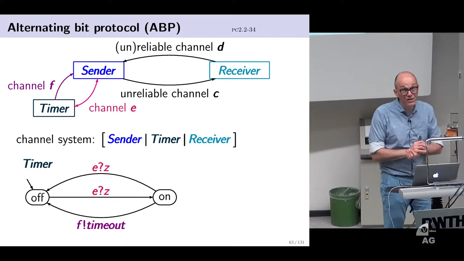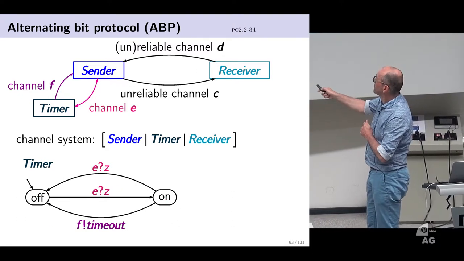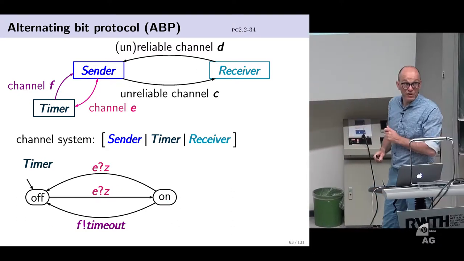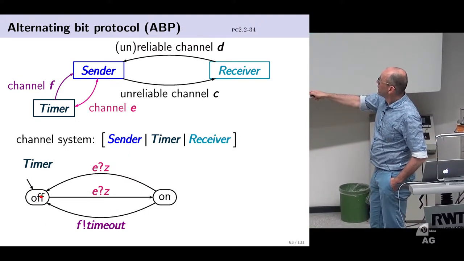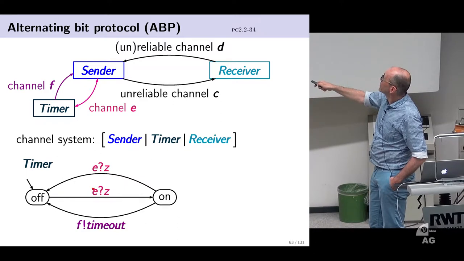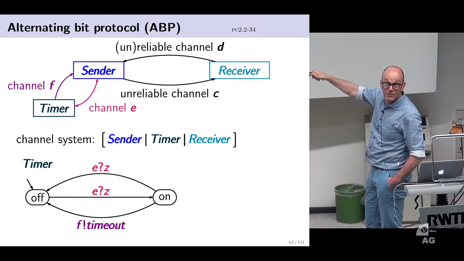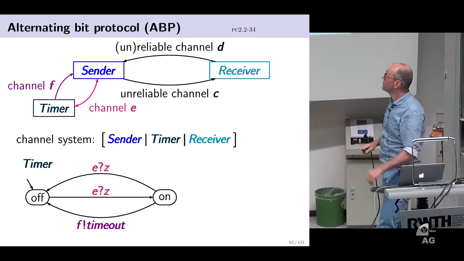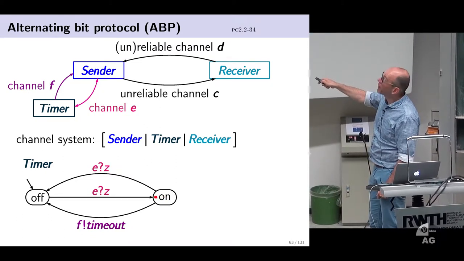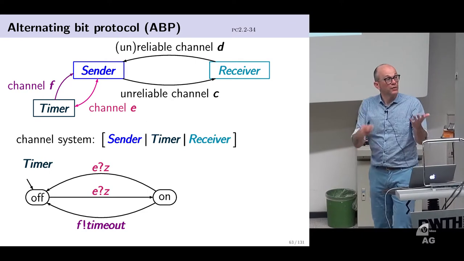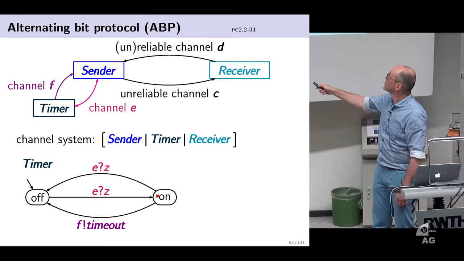So the timer is a very simple process. It has two locations, off and on. And there are only actions in which it can communicate. Initially it's off, and then it waits, basically along channel E from the sender. Well, you need to start Z. I'm going to start my timer. Now you're here. Either the timer is switched off by the sender, I receive an acknowledgement on time, then I can switch off the timer. This corresponds to this edge over here.